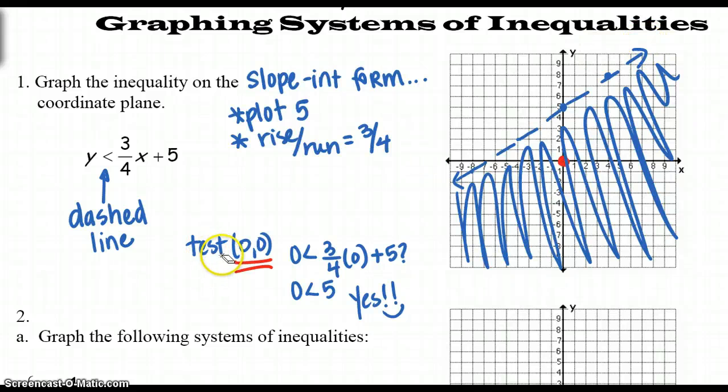Once I did that, I needed to test a point. It cannot be a point that's on the line. 0, 0 is not on my line, so I substituted it into the original inequality, and then I worked it out, and 0 is less than 5, so yes, my test point worked. My test point's over here in red for you to see. Because that worked, you shade that side of the dashed line.